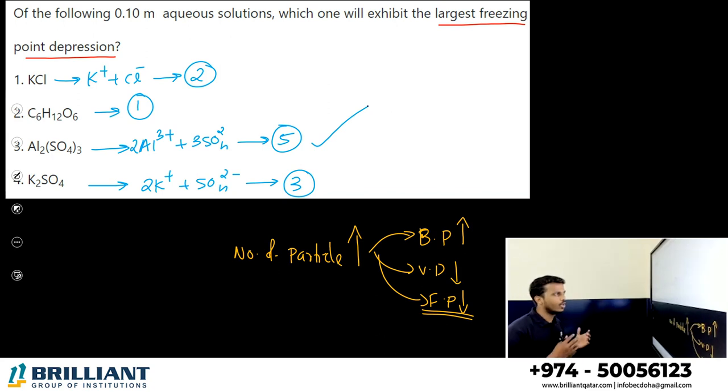So which will show a very large depression in freezing point? Which one has the greatest number of particles? Lower freezing point. Option C.